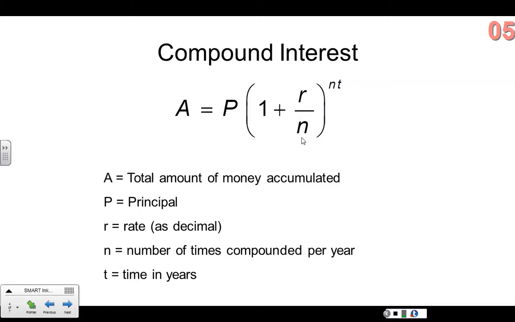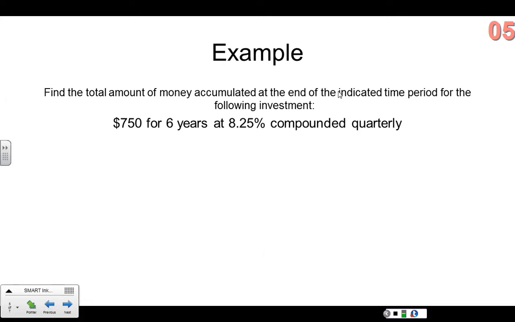N, in both of these places, stands for the number of times that your interest is compounded in a year. So if it says annually, that would be 1 time per year, so N would be 1. Semi-annually would be 2 times in a year. Quarterly would be 4. Weekly would be 52. So it depends on how many times you compound in a year. And then T, of course, is just the time in years. So the formula is A equals P, the principal, times 1 plus R over N, all to the NT power. Let's use that formula.